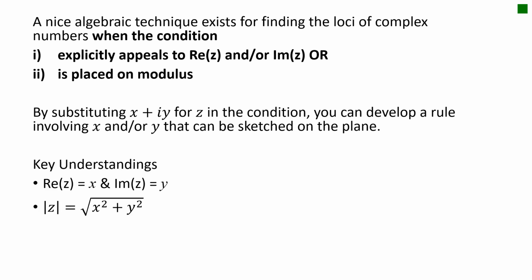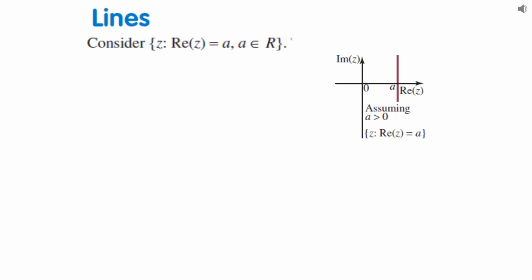So how does it work? The key understandings are, of course, if real Z is mentioned, wherever you see real Z, replace it with x. Wherever you see imaginary function placed on Z, replace it with y. And wherever you see mod of Z, you can replace it by the square root of the x values squared plus the y values squared. Okay, let's see how that applies to these very simple cases.